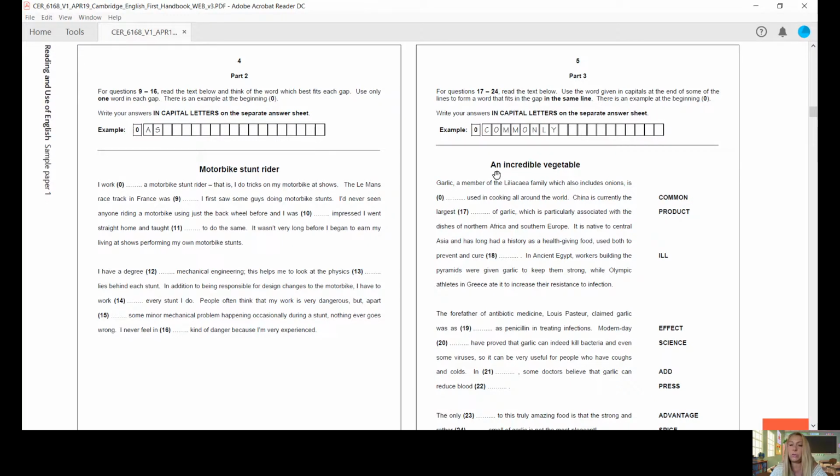So let's look at this one. It talks about an incredible vegetable. Garlic, a member of the, oh good, I can't pronounce that, Liliaceae family, which also include onions, is used in cooking. So the word is common, but it's not going to be that word. You have to change it. So the word here is the adverb commonly. Yeah, that's how you changed it.